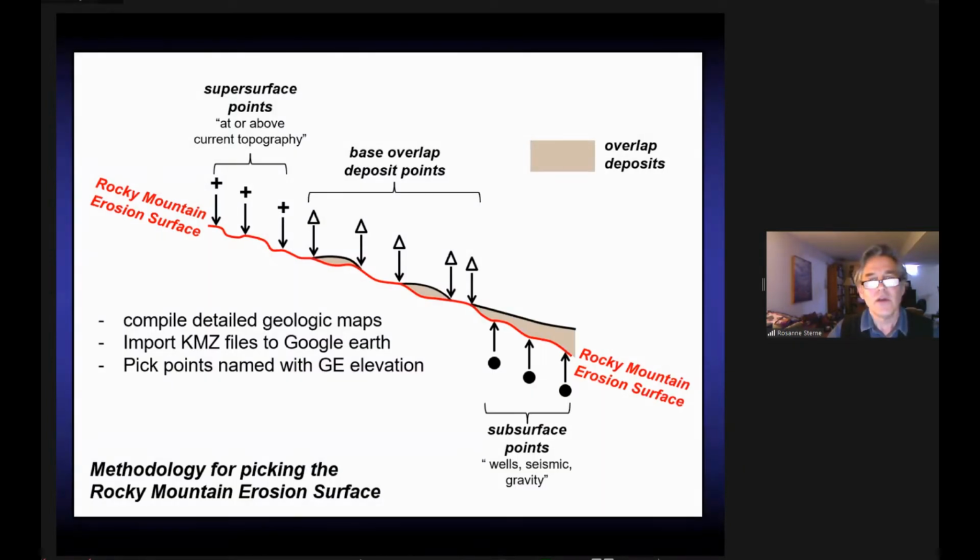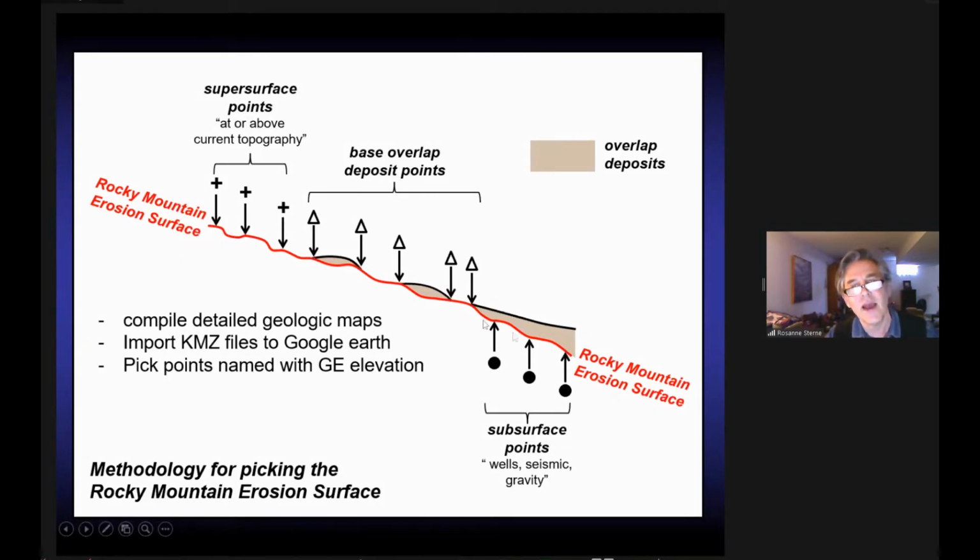So here's my rationale. In places I have overlap deposits, and those are happy areas, and I would then take the base of those overlap deposits and I would get an elevation for that. And those become my best data points for this Rocky Mountain Erosion Surface, which is shown here in red. In some areas, I've got subsurface points, so I can go to wells, like down in the San Juan Sag, or I can go to seismic in the San Luis Basin, or I can go to gravity in the San Luis Basin, and I can shape out how deep some of the Tertiary valleys are and give you datums on the Rocky Mountain Erosion Surface from the subsurface.